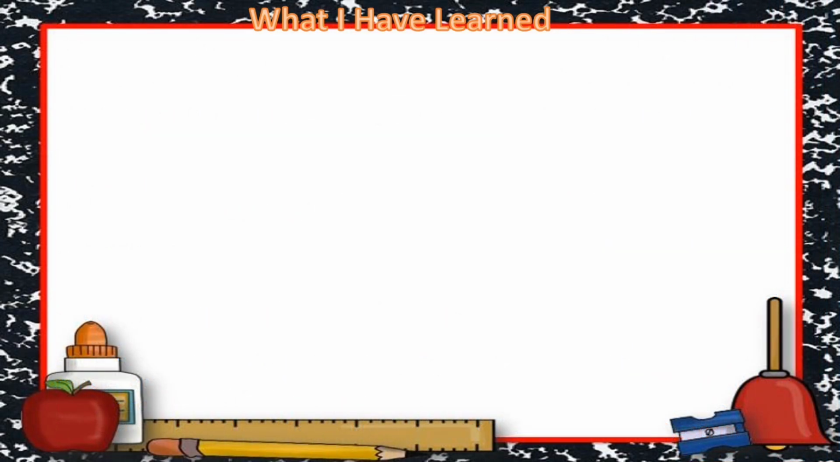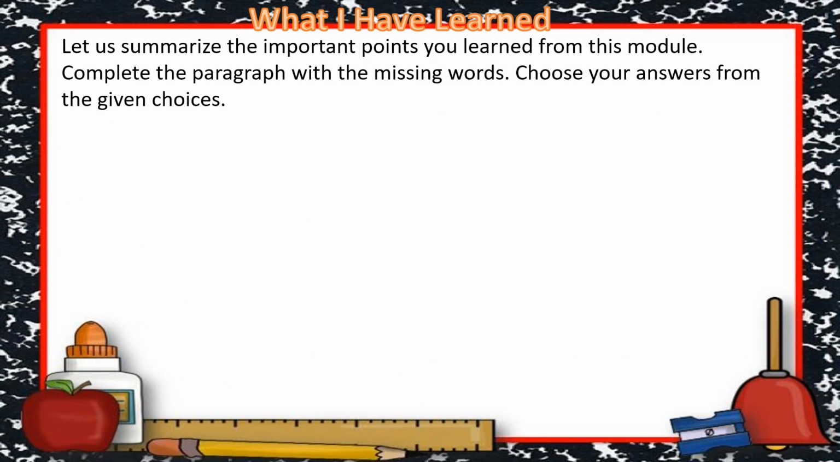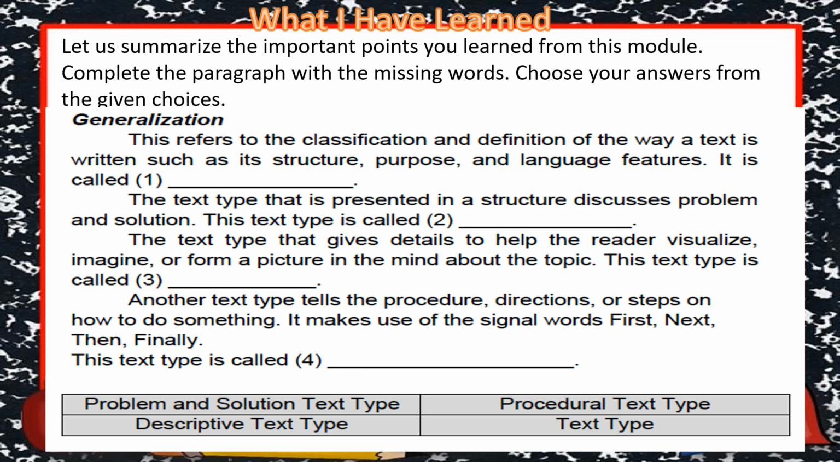So, what I have learned. Let us summarize the important points you learned from this module. Complete the paragraph with the missing words. Choose your answer from the given choices. Generalization. This refers to the classification and definition of the way a text is written, such as structure, purpose, and language feature. It is called blank.